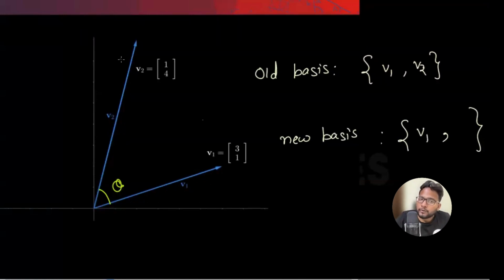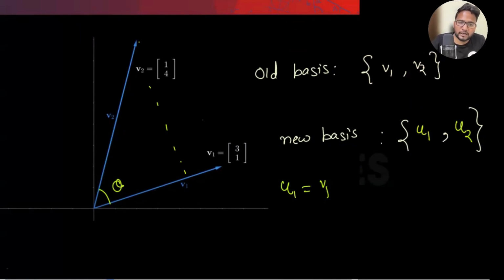Okay, so we will break this v2 into two parts: one that is aligning with v1, and one that is perpendicular to v1. Let's suppose this is u2, and this is u1. We want to find u1 and u2 instead of v1 and v2. So let's suppose u1 is v1. We can keep the starting vector as it is. Now we need to find u2.